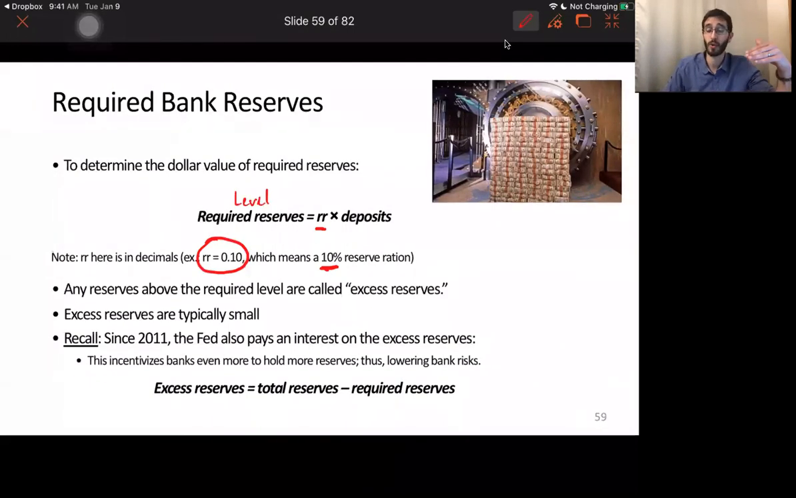So if the minimum required is 10%, but they hold 12%, now they're earning interest that the Federal Reserve pays them for the extra 2% they're holding in reserves. Okay, so it's another way to incentivize banks to not get too risky. As you can see, that's a problem, and regulatory institutions are trying to adjust their policies and regulations to help promote a safer banking system in the U.S. Okay, and the excess reserve is going to be simply the total reserves that we have minus the required reserves, which are calculated above.